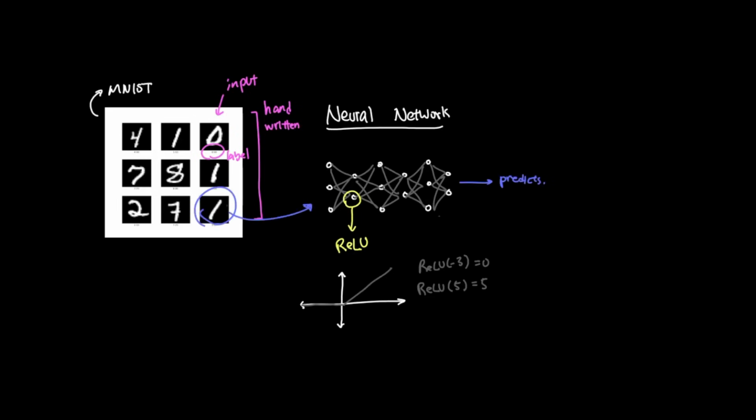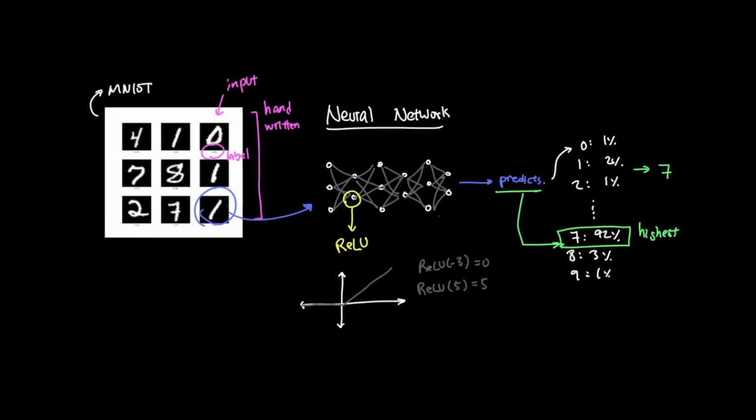The network processes the pixel values through its layers, then the output layer produces a score for each possible digit. Those scores can be turned into probabilities like this. The model chooses the digit with the highest probability. In this case, it predicts 7. This is a classification problem because the model is choosing one category from a fixed set of classes.